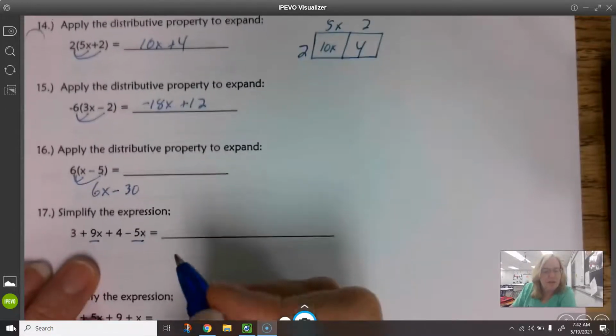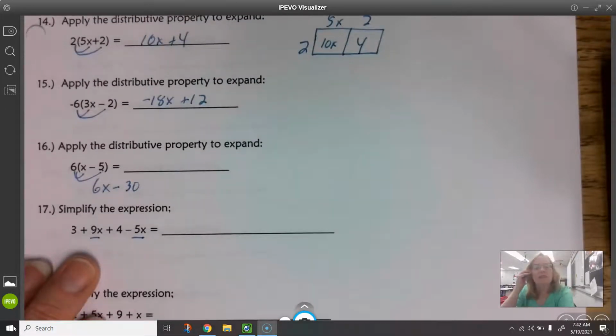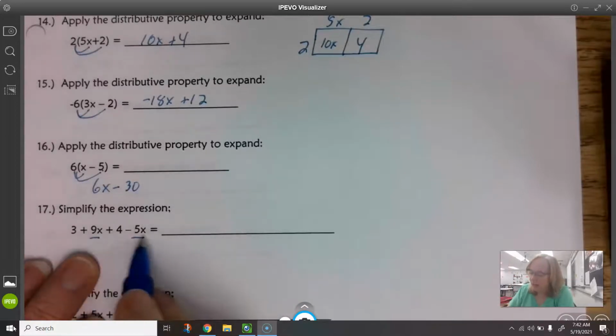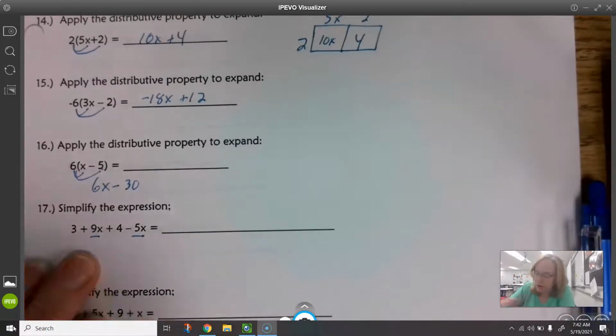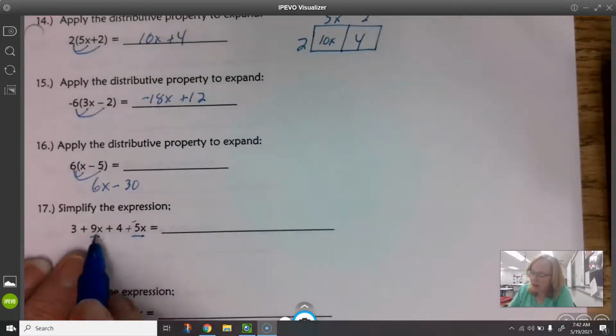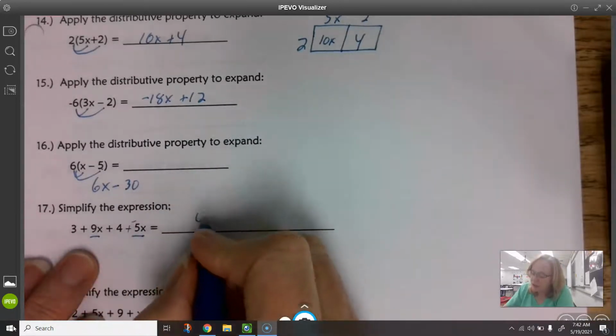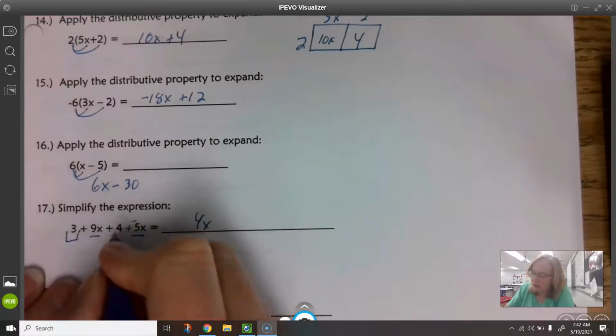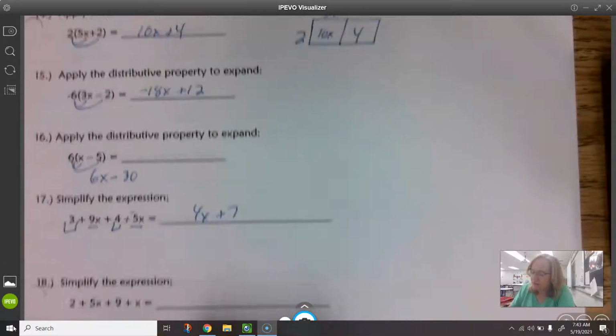Now, I always start with the variables, and as you found out, a lot of times what they do is they have you write the answer with the variable first. So I always start with the variable. So 9x minus 5x, or I can change that to plus a negative 5x, either way. 9x plus negative 5x is 4x. 3 and 4 is 7. Same thing here.